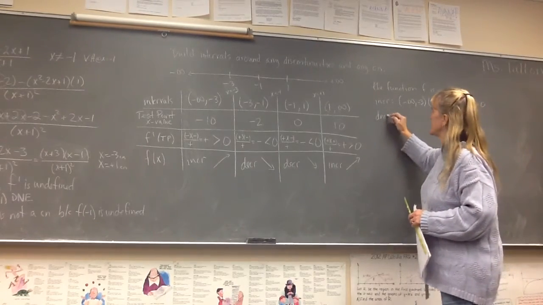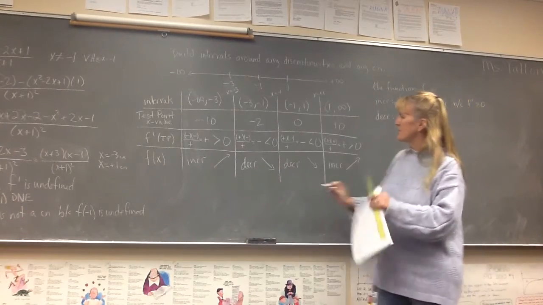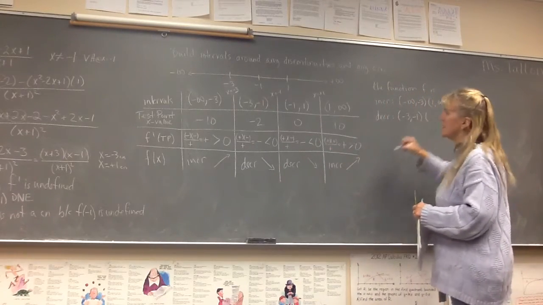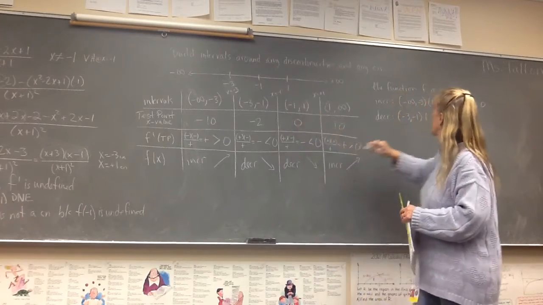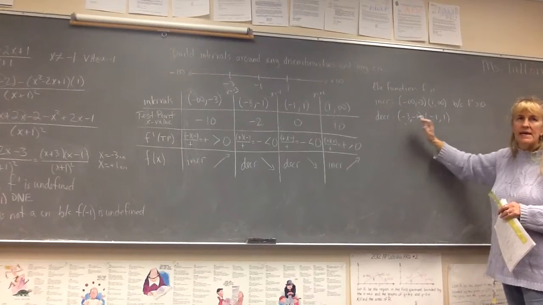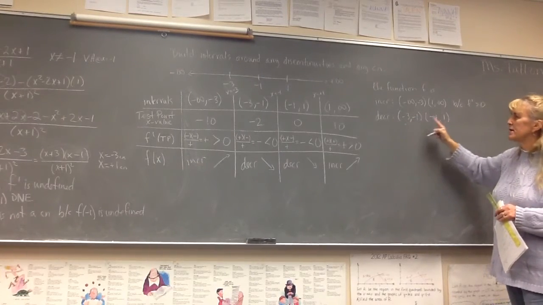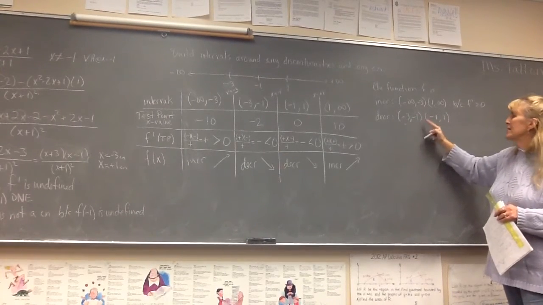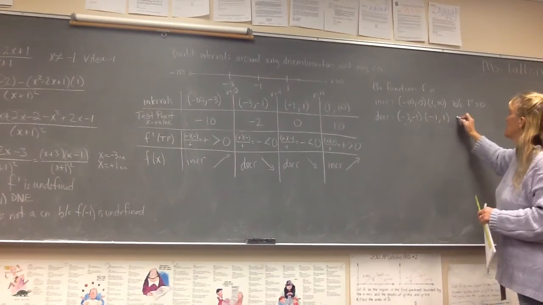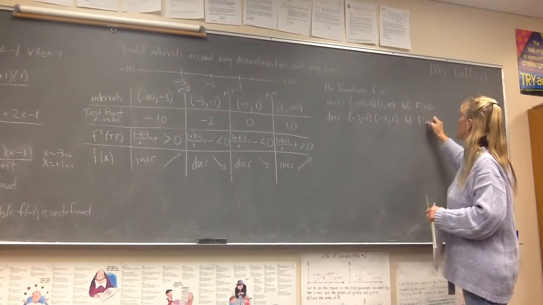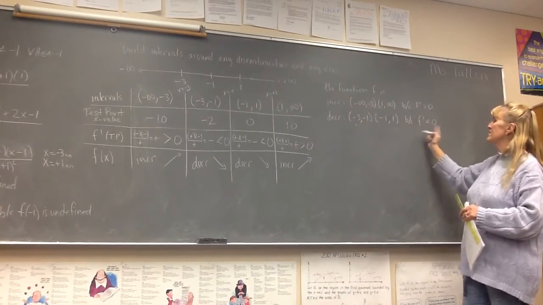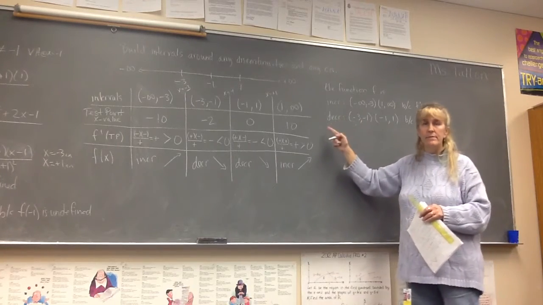Where are we decreasing? Let me see. From here. Negative 3, negative 1. And then again, where did I write decreasing? From negative 1 to 1. You cannot connect these. Don't say from negative 3 to 1. You have to have that separated. You can't decrease across a vertical asymptote. This is because why? F prime is less than 0. This is the reason for increasing every time. This is the reason for decreasing every time.